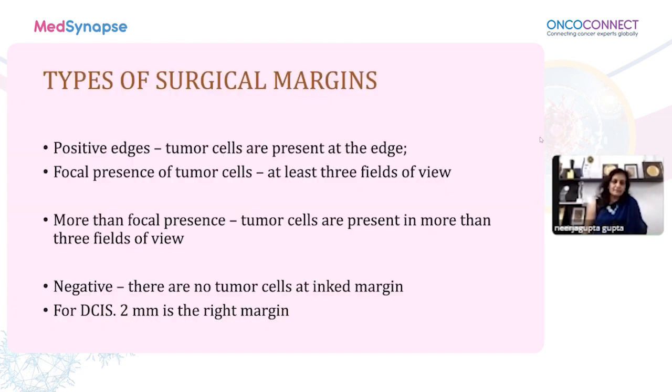A little bit of comment on the margins. For the invasive component, we take no tumor on ink. If there is no ink on tumor, that means the margin is okay. But if that's not the situation, then the margin is closed. And again, the focal presence of tumor cells: if you see tumor cells in at least 3 fields of view at the margin, you call it a focal presence. This also needs to be revised if it's there.